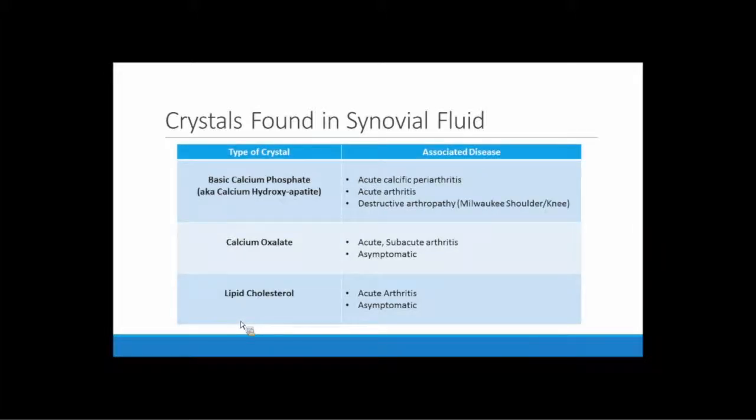The third most common crystal that we know causes human disease is basic calcium phosphate, also known as calcium hydroxyapatite. When clumped together, it can cause an acute calcific tendinitis or periarthritis. It can also cause an acute arthritis, very rarely, mostly in dialysis patients. But the most famous synovitis that we know is called Milwaukee Shoulder, and I'll be telling you about that. And then calcium oxalate, I've never seen it. It's just for completeness, again, seen only in dialysis patients.